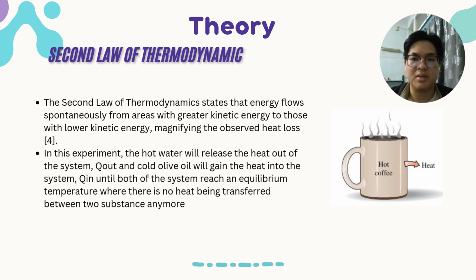The last theory is about the second law of thermodynamics. This law states that energy flows spontaneously from areas with greater kinetic energy to those with lower kinetic energy, magnifying the observed heat loss. In this experiment, the hot water will release heat out of the system, Q out, and the cold olive oil will gain heat into the system, which is Q in, until both reach an equilibrium temperature, where there is no heat being transferred between the two substances anymore.